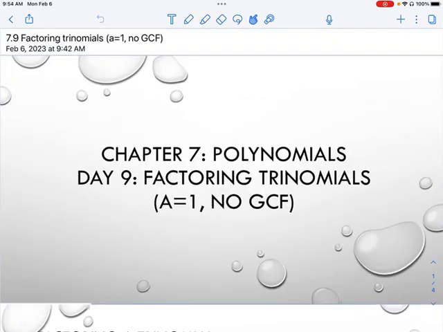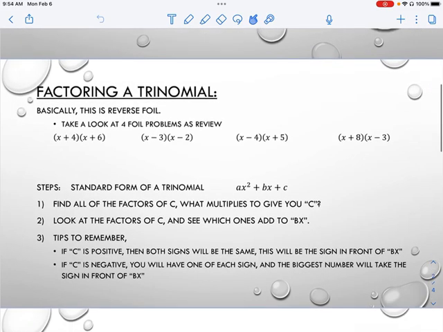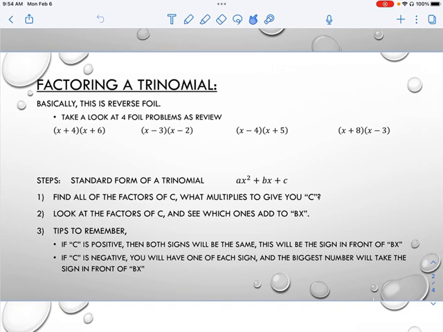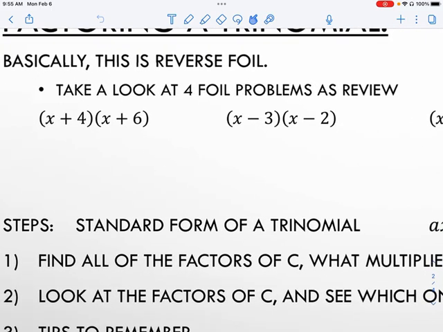All right, so we are going to continue into our work with Chapter 7 with polynomials. And today we are going to focus in on factoring a trinomial where a is equal to 1 and it does not have a GCF. So factoring a trinomial is basically a reverse FOIL. So in order to kind of bring that back to light, we're going to go through these 4 FOIL problems and we're going to kind of talk about them a little bit.